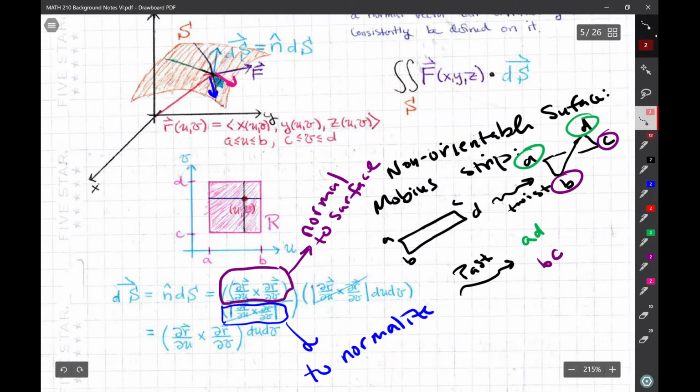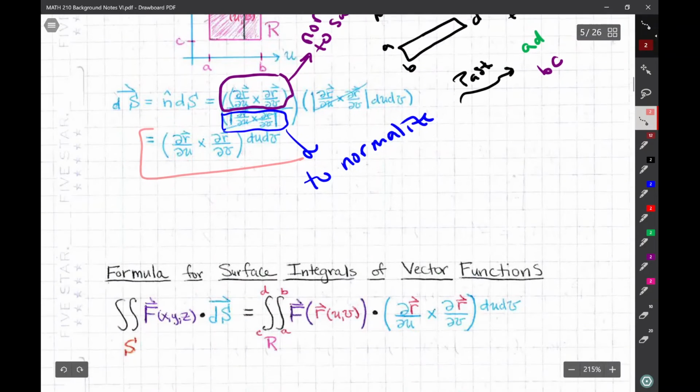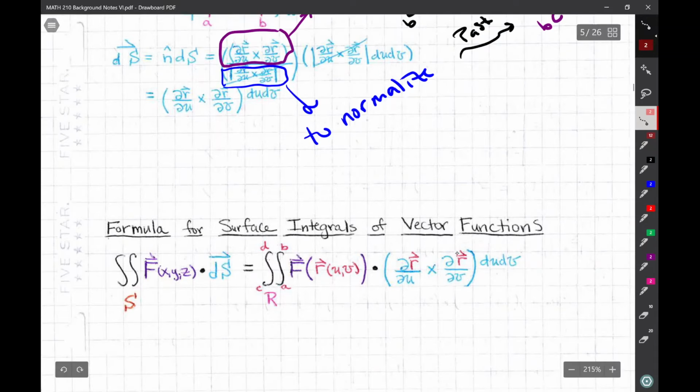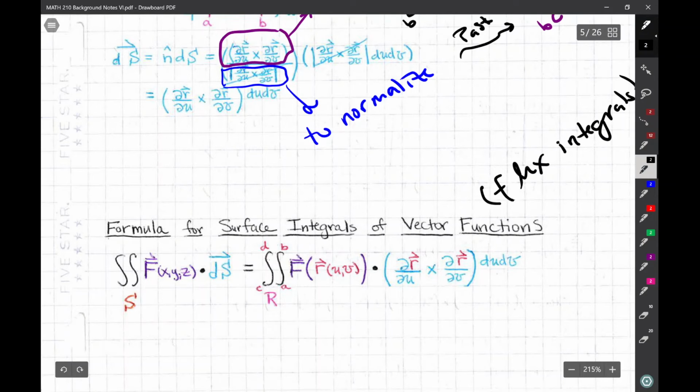And doing so, you could then cross out the magnitude in the denominator and in the numerator, coming from different things, and you end up with this expression for dS. And we could put all of that together and write a formula for the surface integral of vector functions, or we could call them flux integrals. Flux integrals, surface integrals of vector fields. Okay, if you hear flux integrals, generally that's what they're talking about.